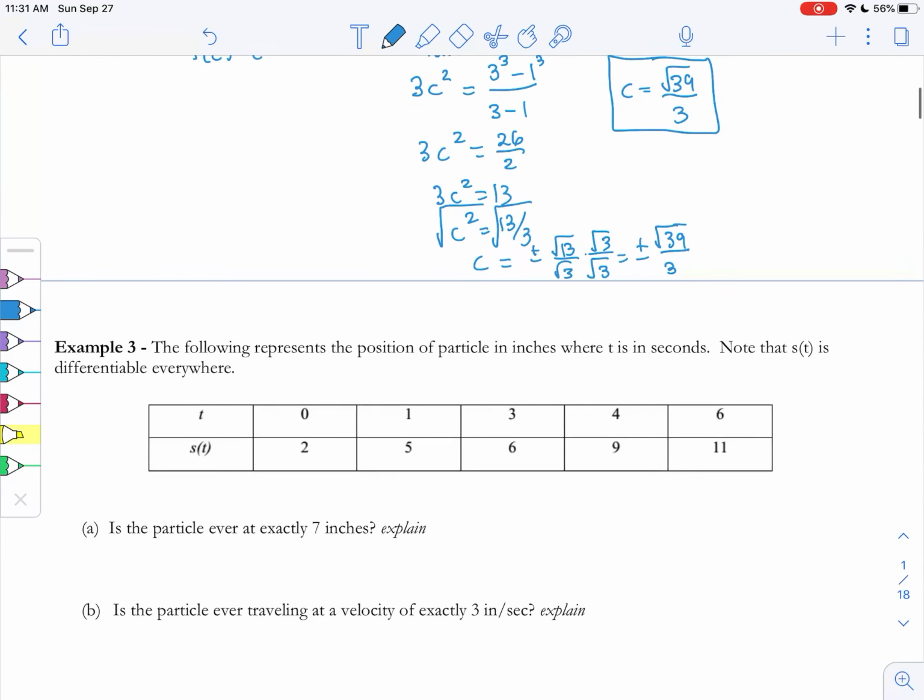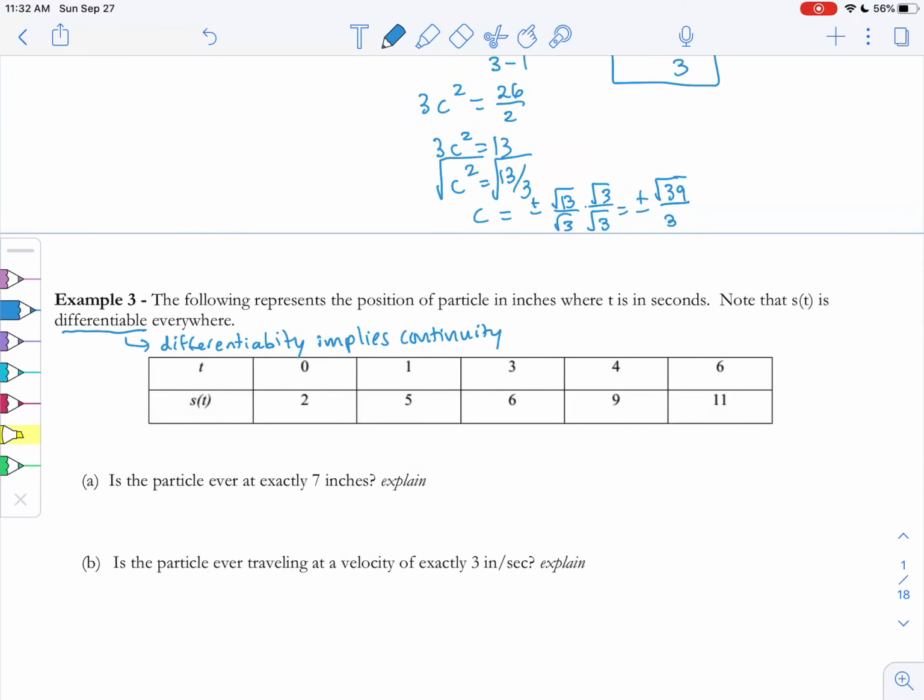On example 3, you're given a table of values that represents s of t. The position of our particle is s of t, and we're given that it's differentiable everywhere. So below that, if you can make a note that differentiability implies continuity. A function must be continuous if it is differentiable. So that's important for us to then make certain assumptions.